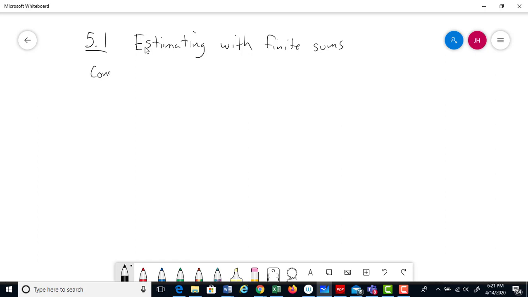So let's consider finding the area under the curve of y is equal to 1 minus x squared in the first quadrant.